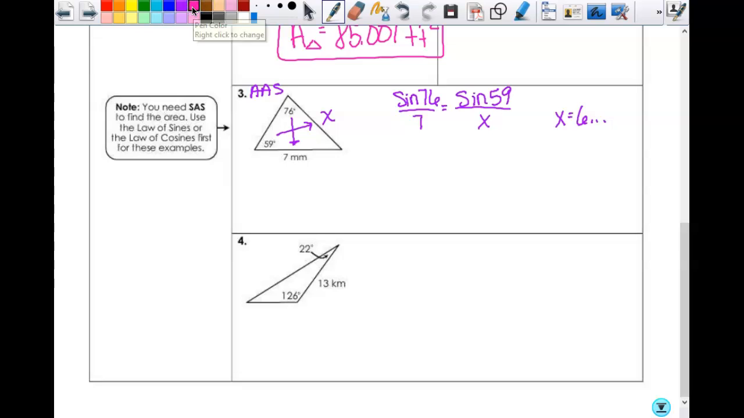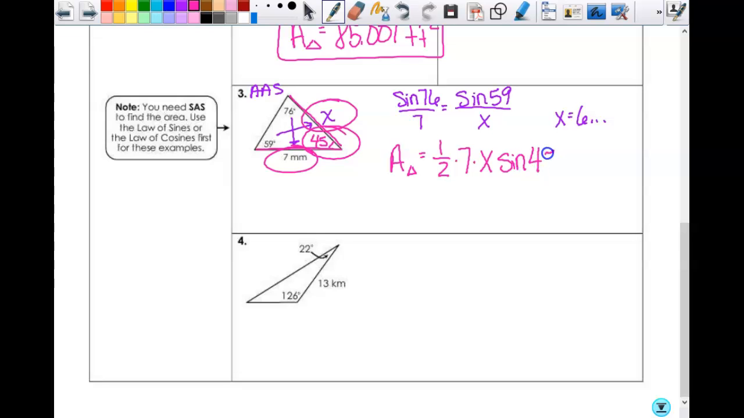Okay, so now I have these two side lengths. In order to find the area using this formula, I have to have this included angle, which I don't know. But can I find it? Yes. What is it? 45. Okay, so this angle is 45. So now I can use these two sides and this angle and find my area. So the area of the triangle is equal to 1/2 times 7 times the x that's in my calculator times the sine of 45.